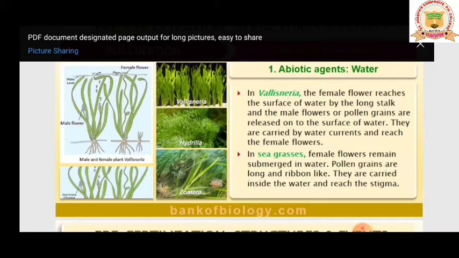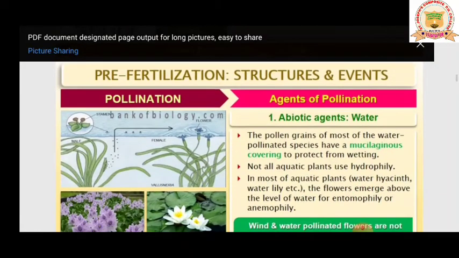Please do remember the procedure, how the pollination is carried out in Vallisneria, seagrasses and Zostera. It's very important for theory, and the examples are very important for competitive exams.